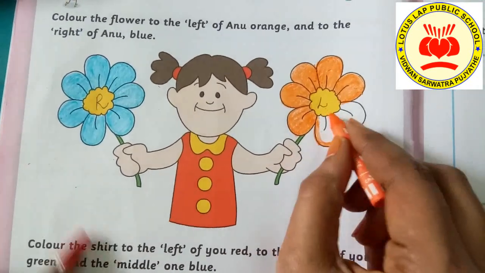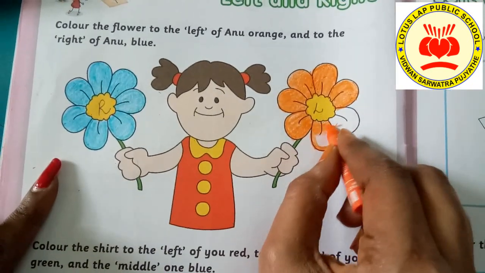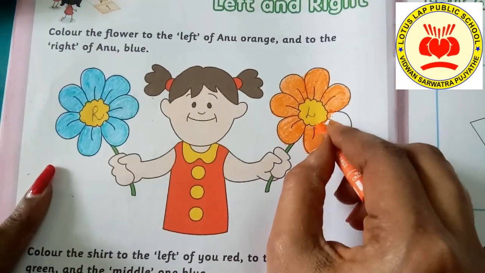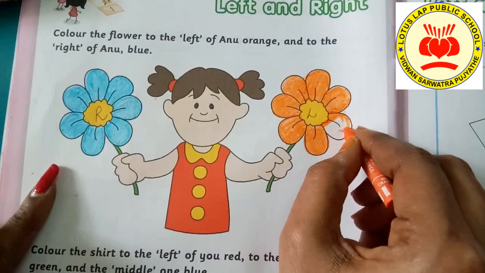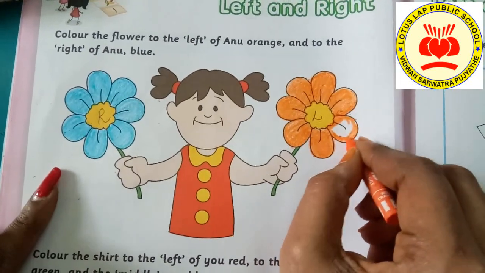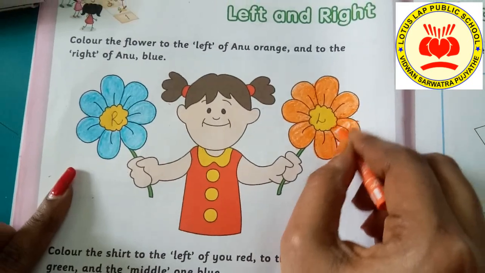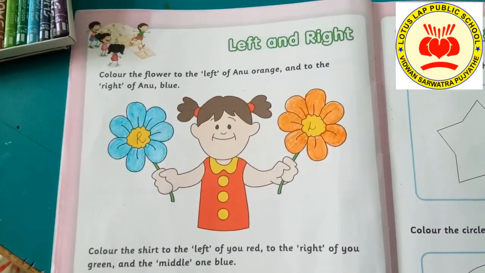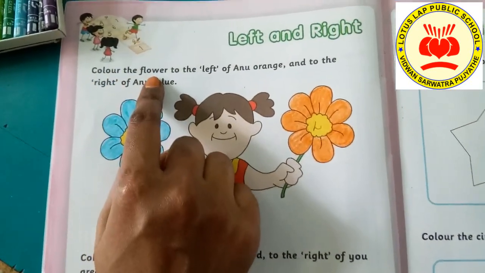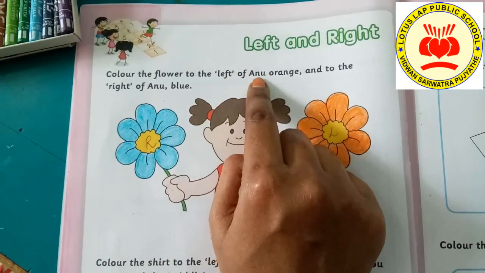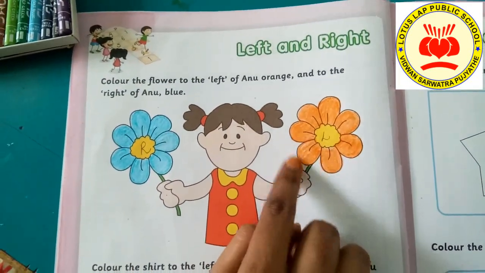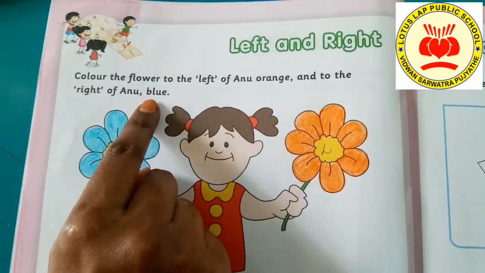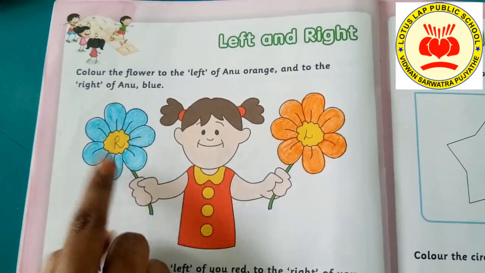So we have colored blue on the right side and we are coloring orange on the left side of Anu. The girl's name is Anu here. Some of your names are also Anu, I think, right? You might be feeling happy listening to the name. So children, I finished coloring. So we did color the flower to the left of Anu orange. So we colored orange on the left and to the right of Anu blue. So on the right side we have colored blue.